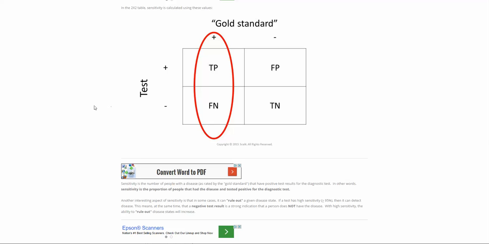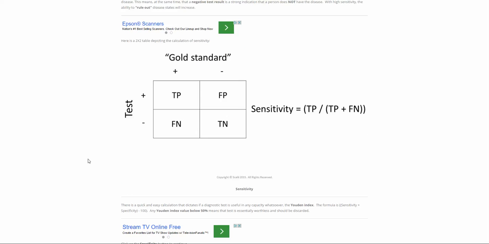One important aspect of sensitivity in regards to diagnosis is that diagnostic tests that have high levels of sensitivity, I'm talking high levels such as 95% sensitivity, have the ability to rule out a given diagnosis of a disease state. If you have a test that is 95% sensitive and the person you give that test to shows up as a negative, then you can rule out the disease state. So with high sensitivity, you can rule out disease states.